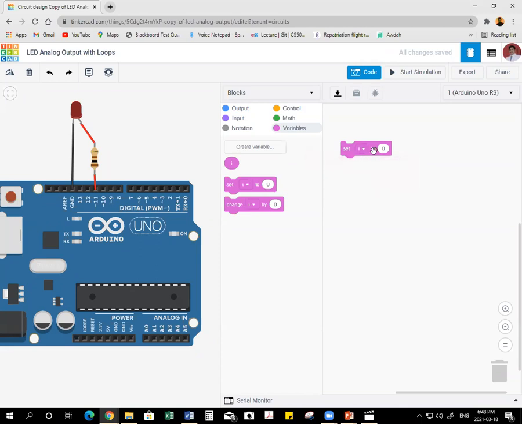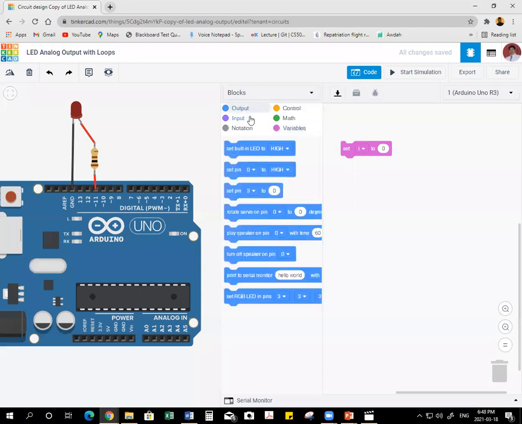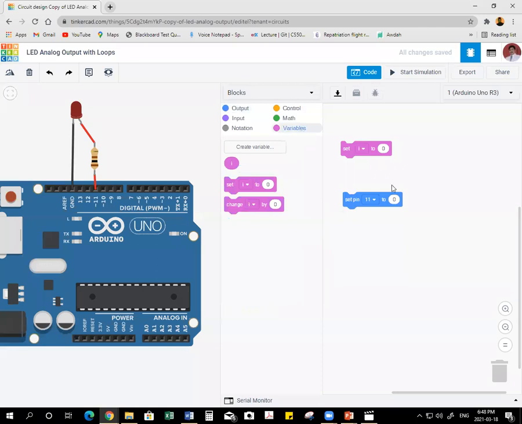Now you are setting I to 0. Now first you want to set some output. So set pin high, this is digital. Now this is the analog. Set pin 11 to 0, let us take. Now I can use the 0 with a variable.